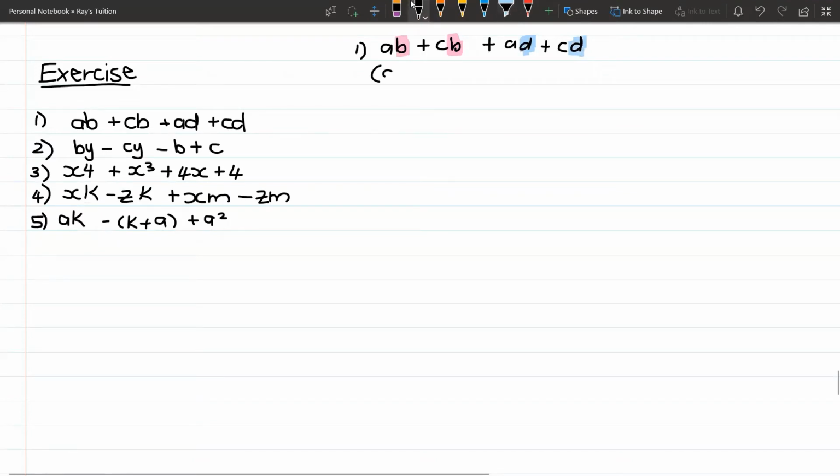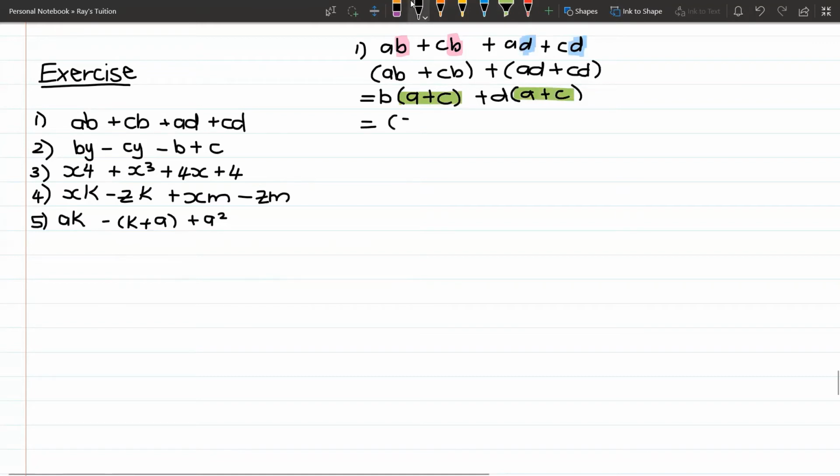I'm going to group it as AB plus CB plus, and again there's a plus, so pluses don't do anything, so the sign stayed the same. Now what I'm going to do is factorize that B out of the first bracket and we get A plus C. And then I'm going to factorize the D out of the second bracket and we get A plus C. Once again, if we have a look at it now, we see that this A plus C is common in both of the terms. So then we're going to factorize it out. And then what we're left with is B plus D. And there is a fully factorized term.